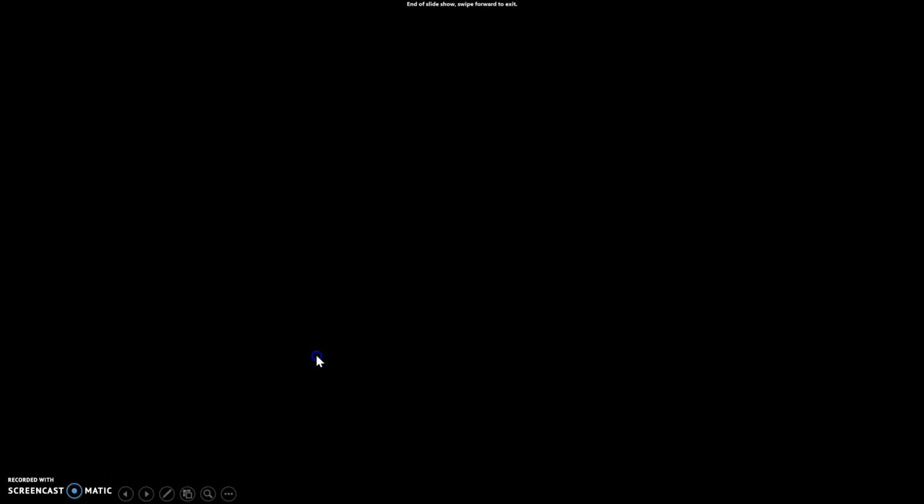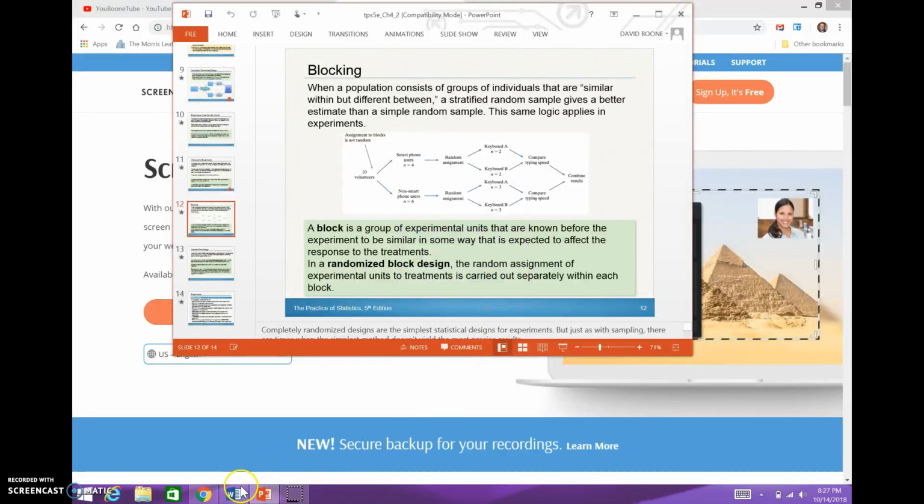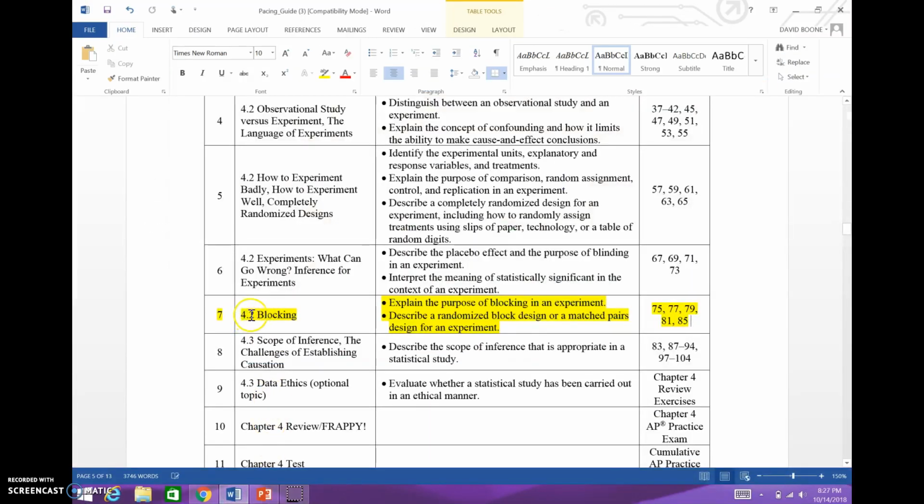We're done with section 4.2, and that would enable us to do the last assignment here in 4.2 on blocking: numbers 75, 77, 79, 81, and 85. We've got section 4.3 left to do for the chapter, and we'll see you then.